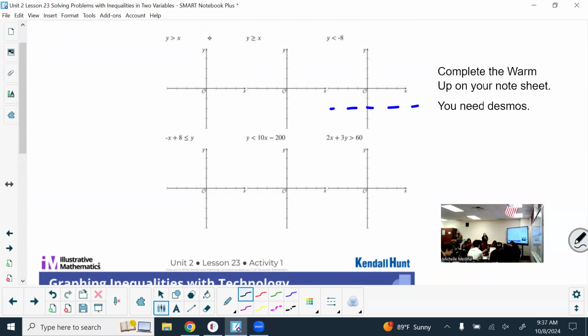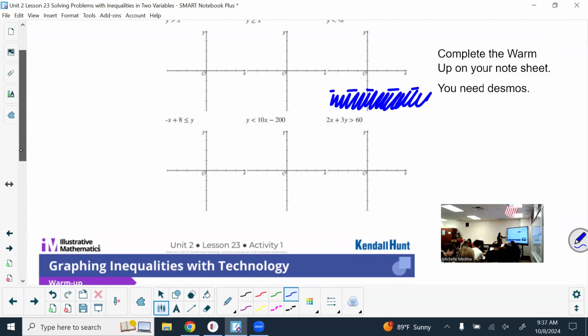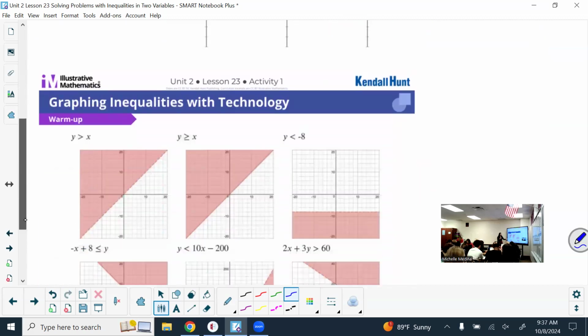Not all of them are counting by 1s, for example. And then this one would be shaded below it with a dashed line. Okay, but here's my images of the key, and you can kind of construct it how you feel best for yours.